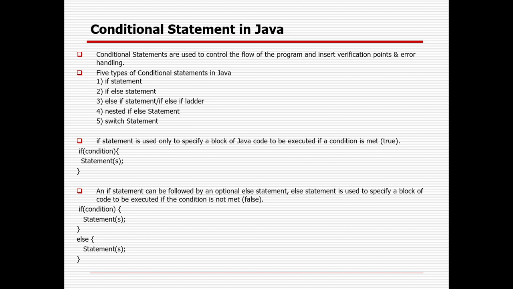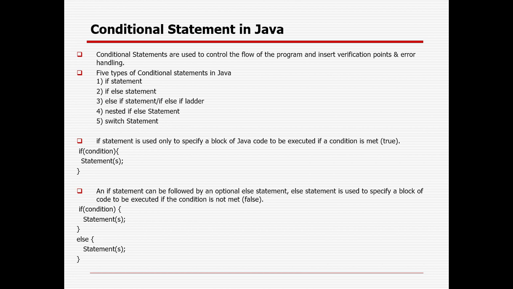Suppose you have two conditions: in case one is matching, you will go for that path, and in case it is not matching, you will go for the other path. In Java there are primarily 5 types of conditional statements available: if statement, if else statement, else if or nested if, and the other is switch statement.